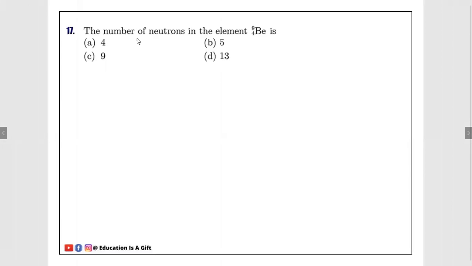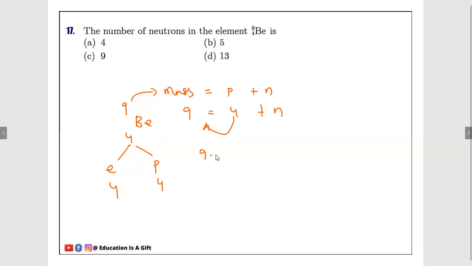Number 17, the number of neutrons present in Be 9, 4, they are asking. What is the meaning of that? 4 is count of electron, at the same time proton. 9 is mass number. Mass is nothing but proton plus neutron. 9 is equal to, what is proton count? We know 4 because of the atomic number. 4 plus n, send that 4 to that side, it will be 9 minus 4, that is equal to 5 neutron. So answer is B, 5 neutron.